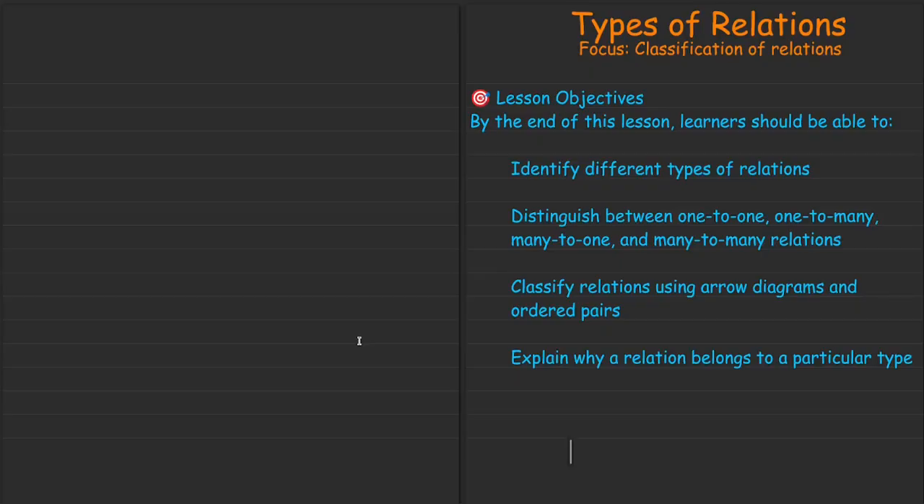In this lesson, we are looking at the types of relation. We'll focus on classifying relations. Here are our lesson objectives. Without much ado, let's quickly look into these.